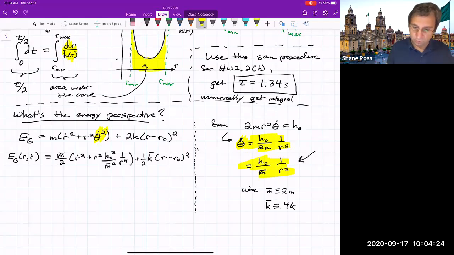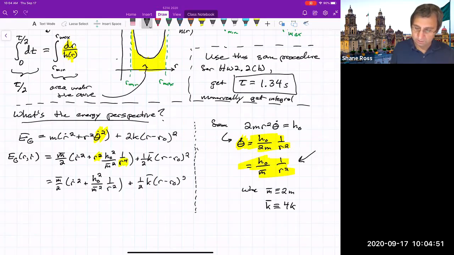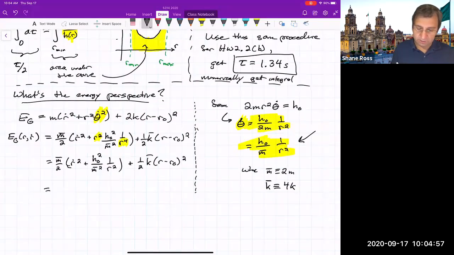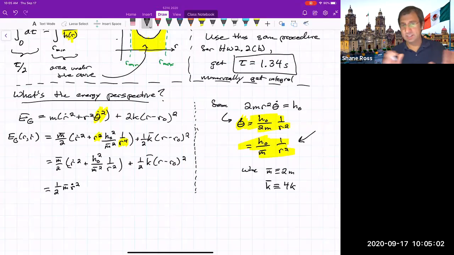You notice we've got this 1 over r to the 4th and then this r squared here. So some things cancel out. We've got r dot squared plus, I like to put parameters in front, h naught squared over m bar squared, 1 over r squared plus 1/2 k bar (r minus r naught) squared. We could rearrange things further so that this looks like 1/2 m bar r dot squared. It's the only thing that seems to have a velocity in it.